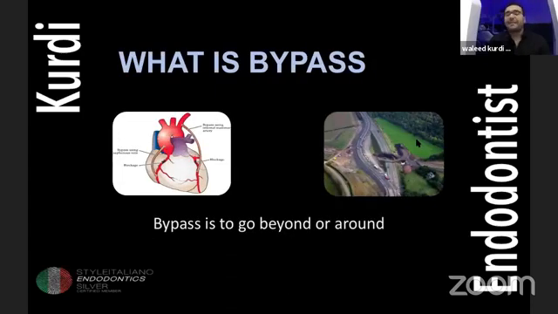Simply, bypassing as a word or as a verb is to go beyond or around something. And this term is always related to the cardiology department because in coronary artery bypass, for example, they make this bypass so the oxygen-enriched blood can reach the muscles of the heart and supply it again. And in streets, if we have an obstacle inside the street, we have to go beyond it or around it. This is bypass as a word or as a verb.